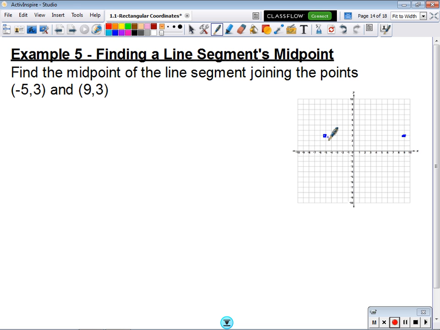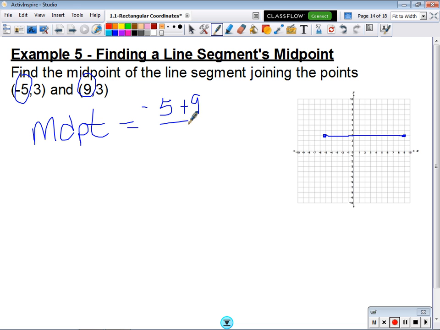Here's the segment that connects those two, and I'm looking for what the coordinates of the midpoint would be. In terms of the formula, I'm just going to abbreviate this with midpoint. First I want to take the sum of the x values, so I'm going to start with doing negative 5 plus 9 over 2. Then I'm going to take the sum of the y values, positive 3 and positive 3, and put that over 2.